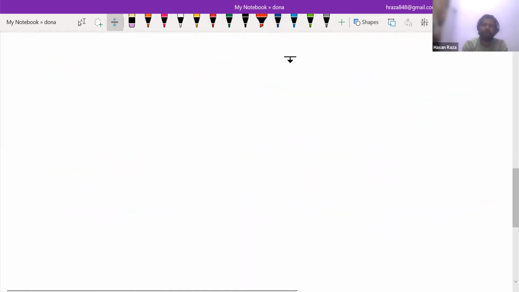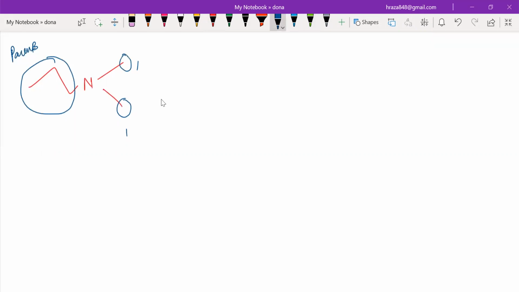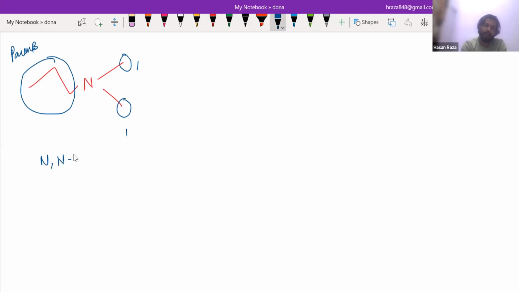Now, if you have this, we are done with the secondary also. Now, if you have this, so this is your tertiary. Now you can see this contains 1 carbon, this also contains 1 carbon, this contains 3 carbon. So you have to decide which one will be the parent. The chain of 3 will be the parent, and another two will be the substituent. So its name will be N comma N dimethyl, and it is propane amine. Is that clear?